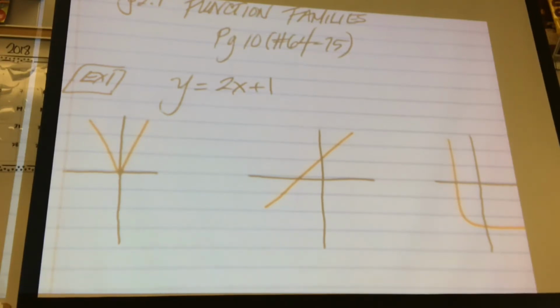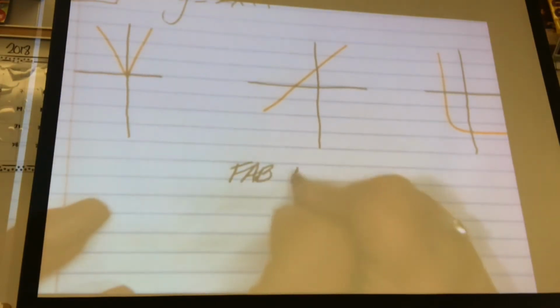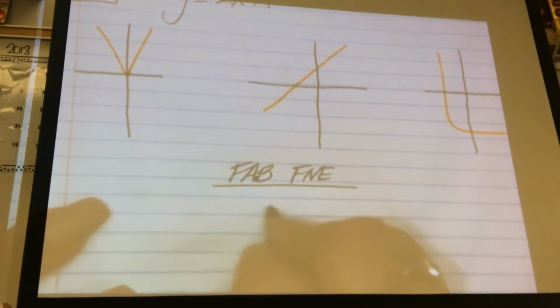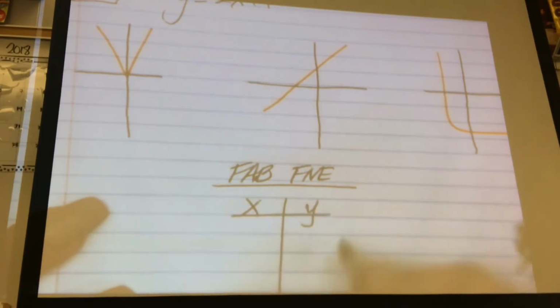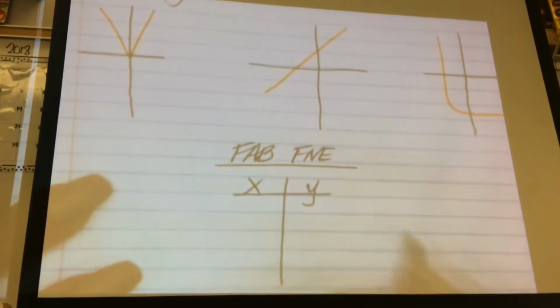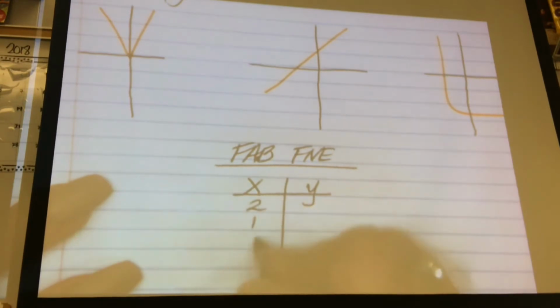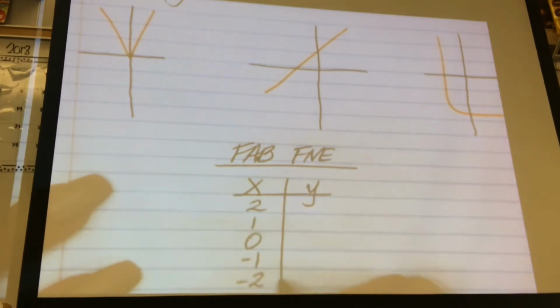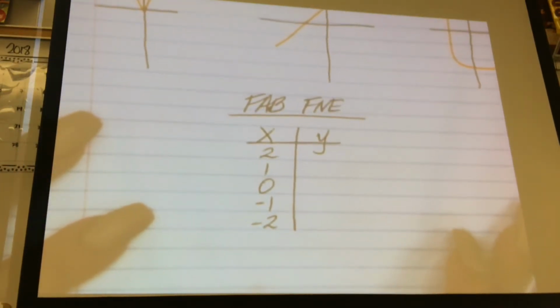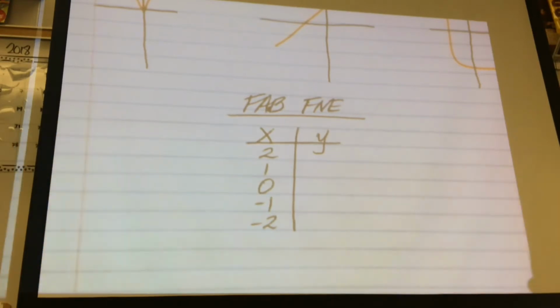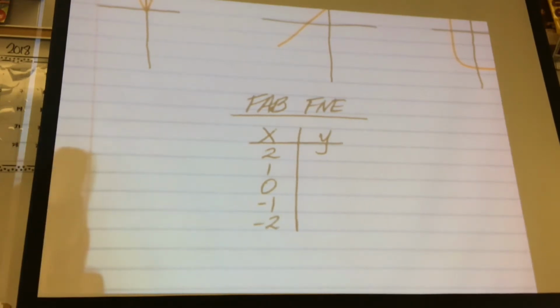Let me teach you what the Fab Five are. Write the word Fab Five. And these are the numbers you're always going to plug in when you're trying to figure out which graph it is. Who plays ball in here? Any ball, any game, you always start with your best players. That's just what you do. All right, starting 5, right?